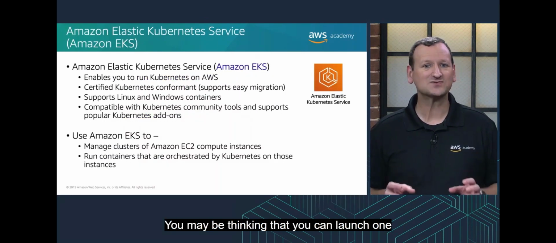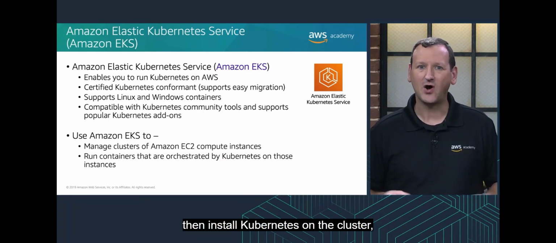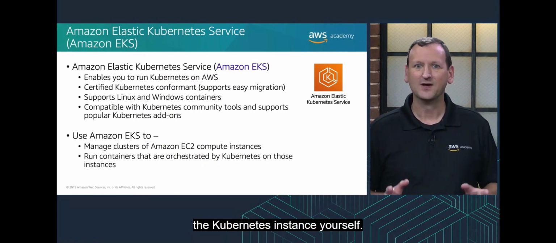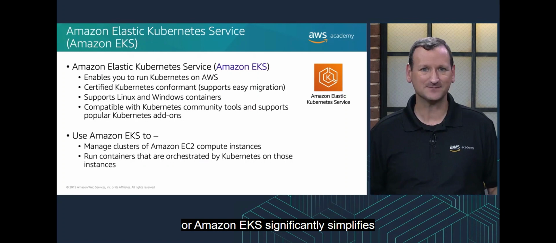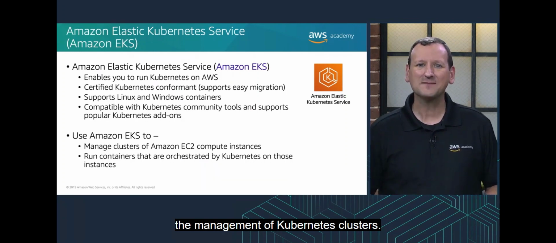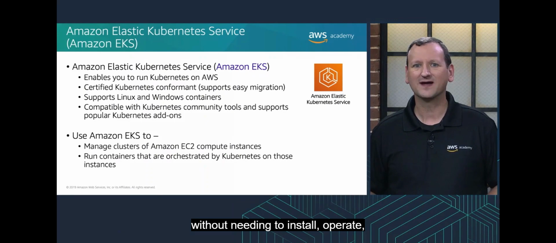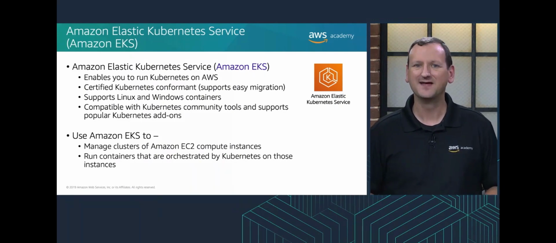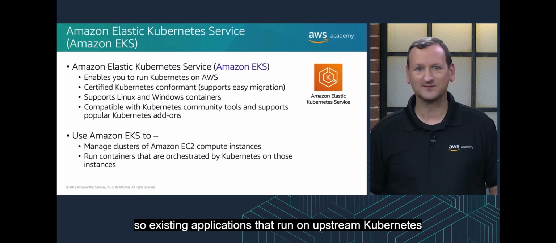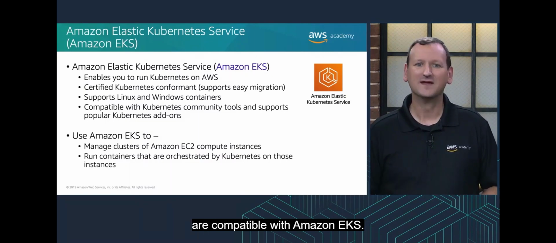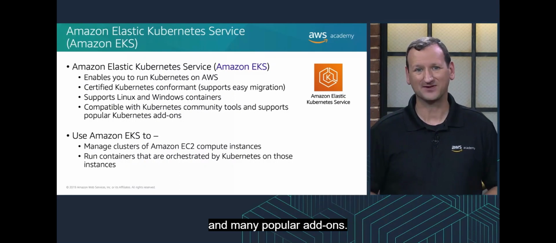You may be thinking that you can launch one or more Amazon EC2 instances, install Docker on each instance, then install Kubernetes on the cluster, all while being able to manage the Kubernetes instances yourself. While that is an option, Amazon Elastic Kubernetes Service, or Amazon EKS, significantly simplifies the management of Kubernetes clusters. Amazon EKS makes it easy for you to run Kubernetes on AWS without needing to install, operate, and maintain your own Kubernetes control plane. Amazon EKS is certified Kubernetes conformant, so existing applications that run on upstream Kubernetes are compatible with Amazon EKS. It supports Linux and Windows containers, and it's compatible with Kubernetes community tools and many popular add-ons.